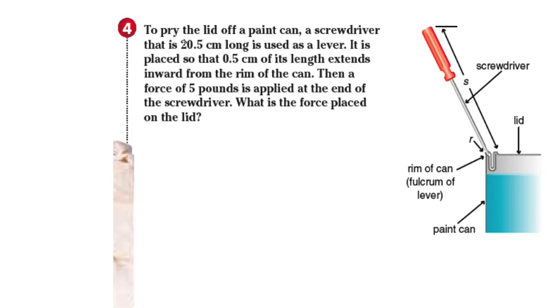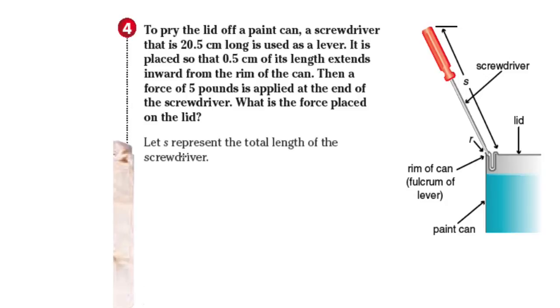So to pry the lid off the paint can, a screwdriver that is 20.5 centimeters long is used as a lever. It is placed so that 0.5 centimeter of its length extends inward from the rim of the can. Okay. Then a force of 5 pounds is applied at the end of the screwdriver. What is the force placed on the lid? Okay. Now, what is the force placed on the lid?